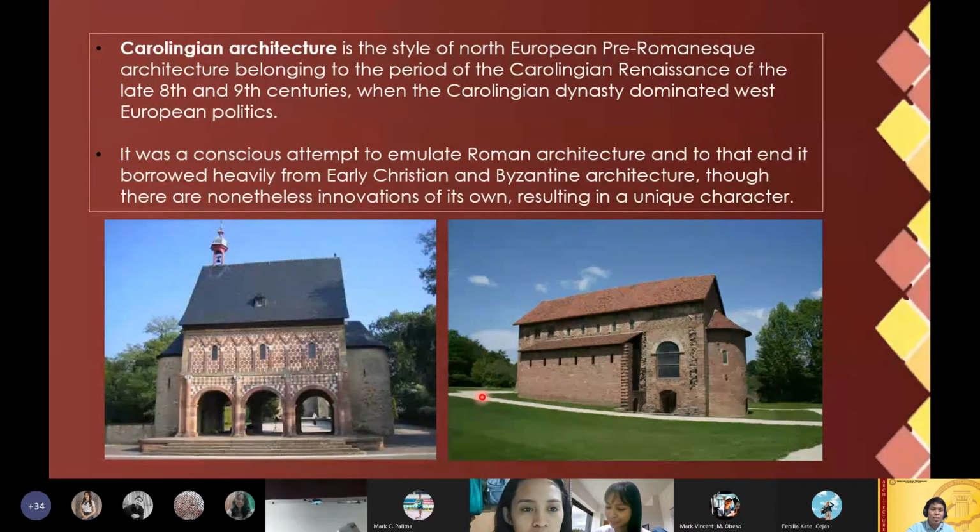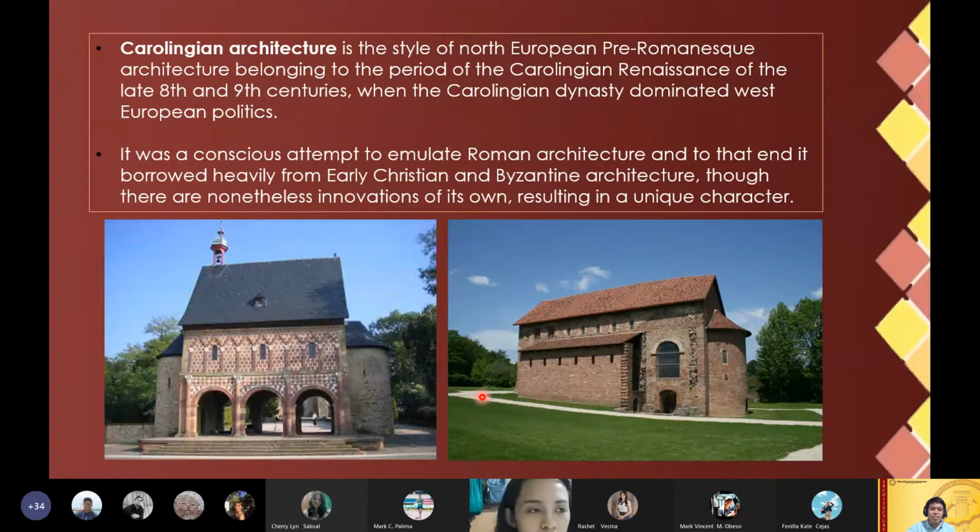So here, Carolingian architecture, dili na kay gikan sa San Carlos. Carolingian is the style of North European pre-Romanesque architecture belonging to the period of the Carolingian Renaissance of the late 8th and 9th centuries, when the Carolingian dynasty dominated West European politics. Okay, so itawag siya pre-Romanesque.